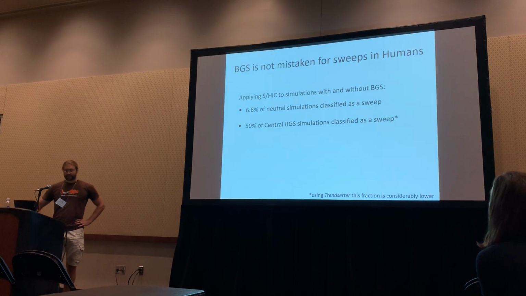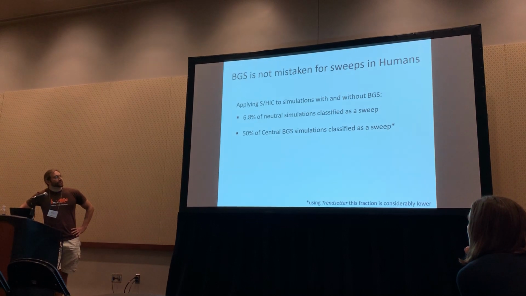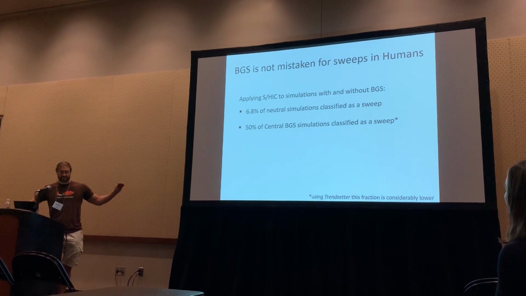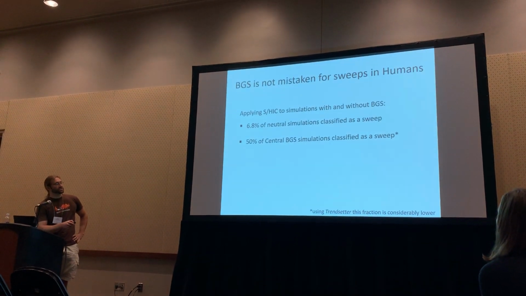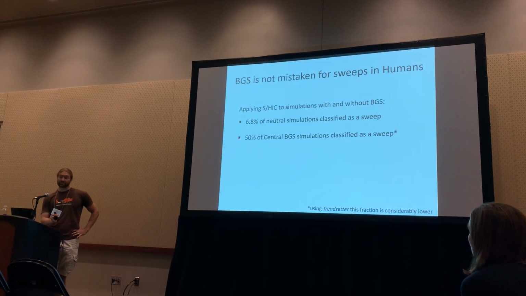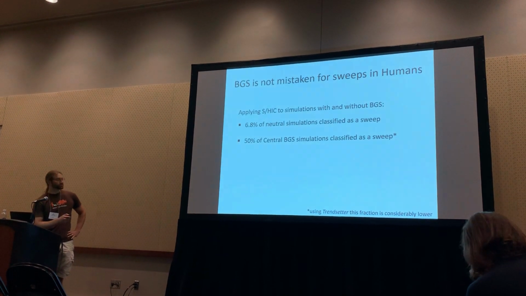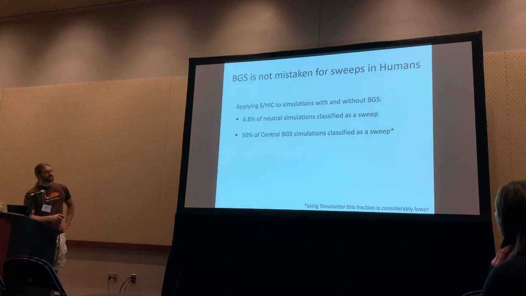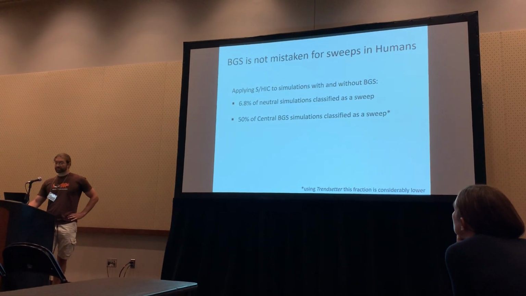Okay, so let's come back to our human simulations with BGS here. If we apply our classifier to a bunch of these simulated regions, in the absence of natural selection, we see that a decent chunk of these are misclassified as a sweep, mostly as a soft selective sweep on standing variation, because those are harder to disentangle from neutrality. So this is our false positive rate there. If we simulate under our central BGS model, then half of all of these simulations are misclassified as a sweep, again, mostly as a soft sweep.